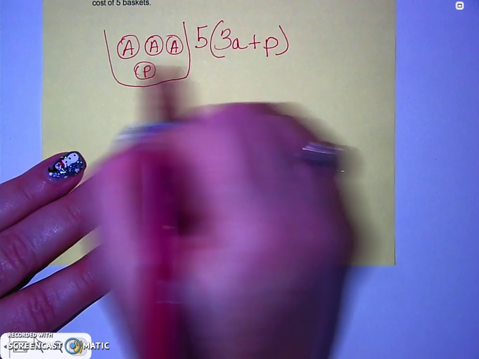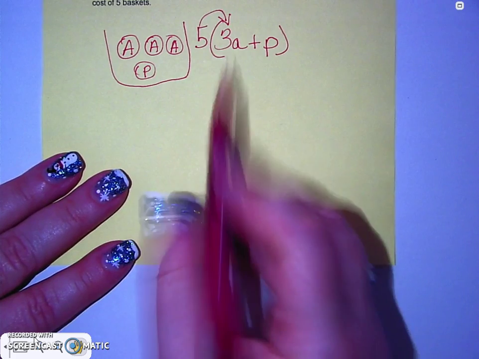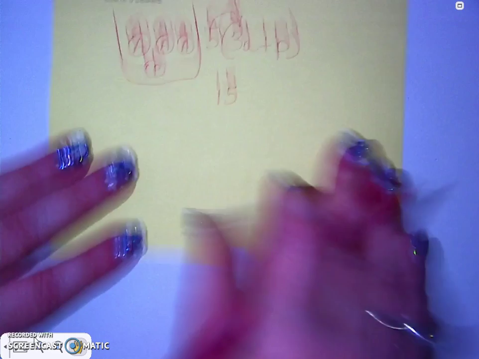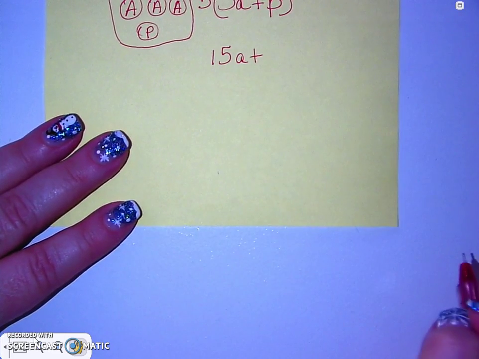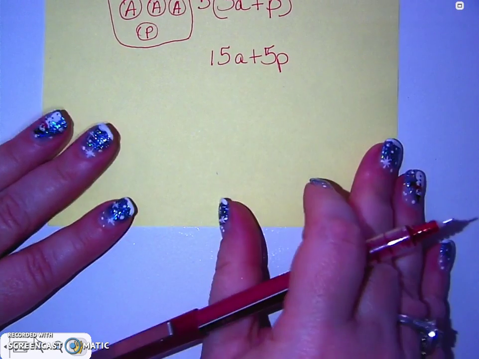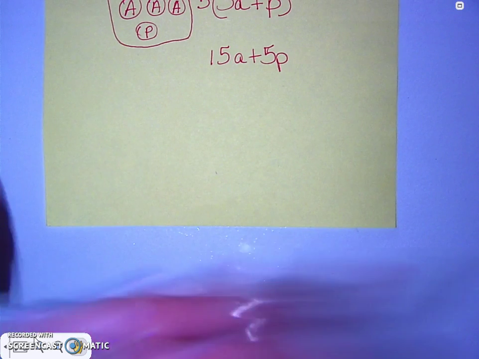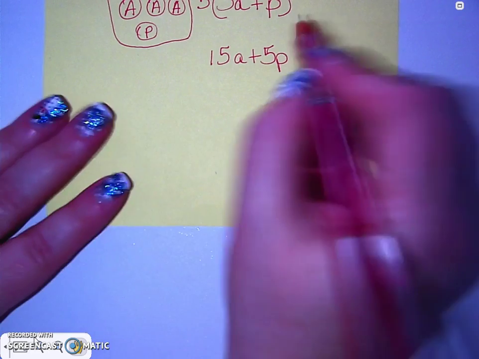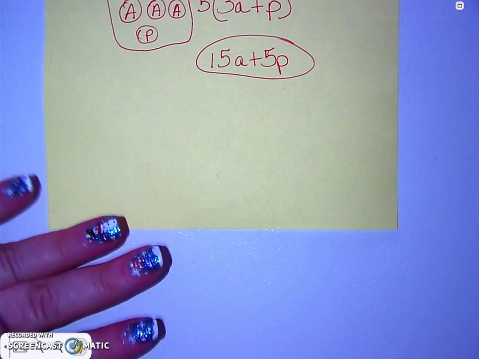So in 5 baskets, how many apples are there going to be? 5 times 3. There's going to be 15 apples. And in 5 baskets, how many pears are there going to be? 5. And can I simplify that any further? Can I add the apples and pears together? No. 15 apples plus 5 pears. That is simplest form. Are there any questions about either of those two problems?